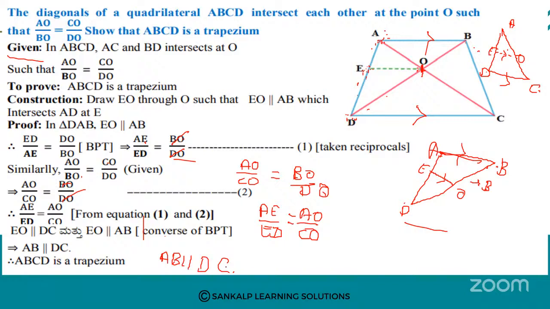When one pair of opposite sides is parallel, then we can say that this is a trapezium. Right? In a trapezium, how is it? Opposite sides are parallel, right? Therefore, AB and CD are opposite sides here. When these two sides are parallel, then we can say that ABCD is a trapezium. Okay, this is a trapezium. Next.